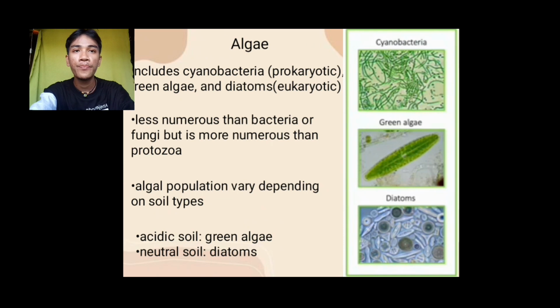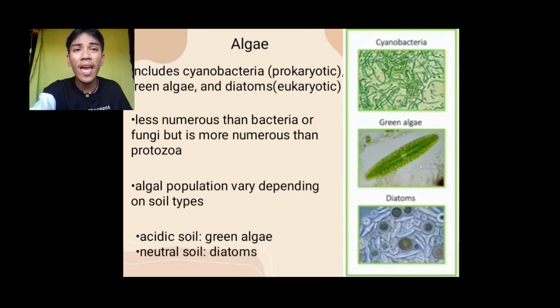Okay. So the next one, the third, which is the algae. It includes cyanobacteria or the prokaryotic, the green algae, and the diatom or what they call or known as eukaryotic.